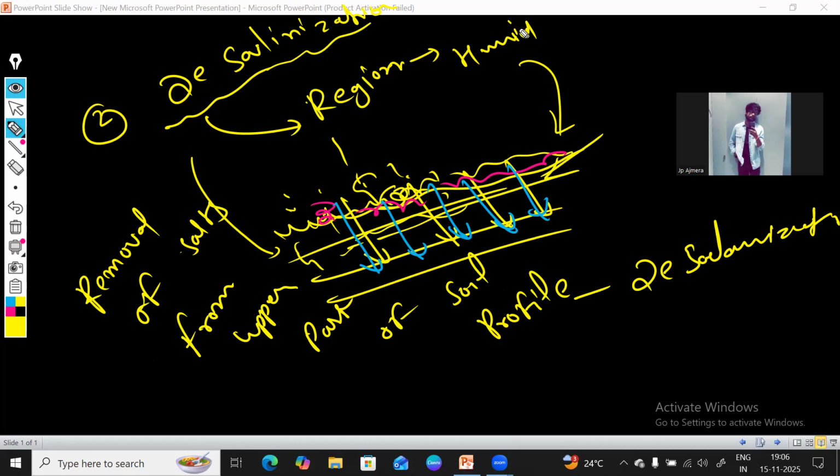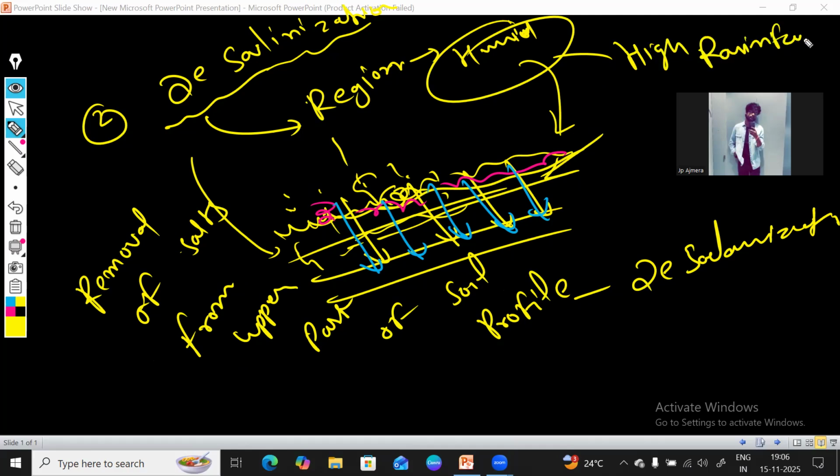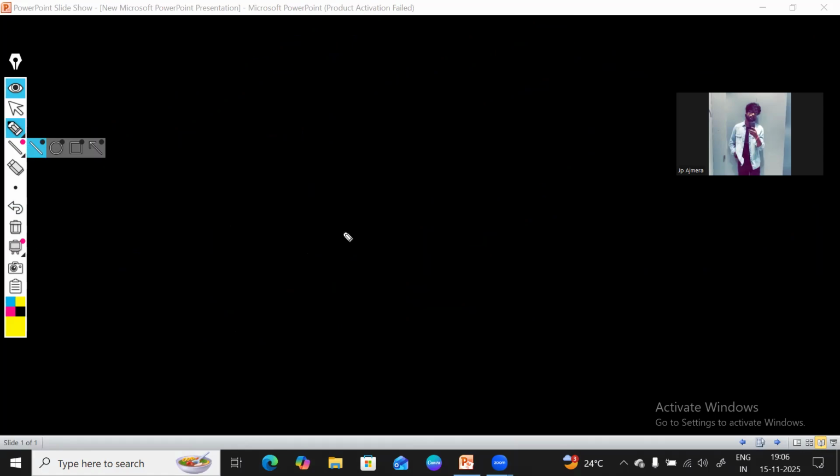In which region does this happen? This happens in a humid climate, where there is high rainfall. I hope it's clear to you, and you get it very easily. There's no big rocket science behind it. Okay, the third process is alkalinization.